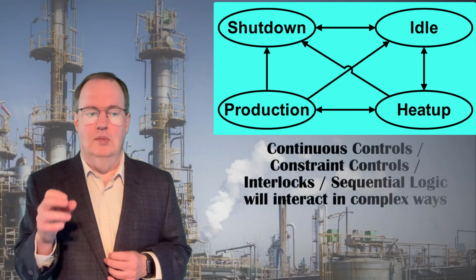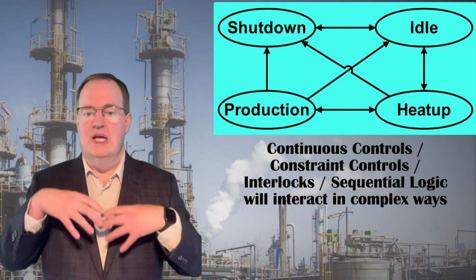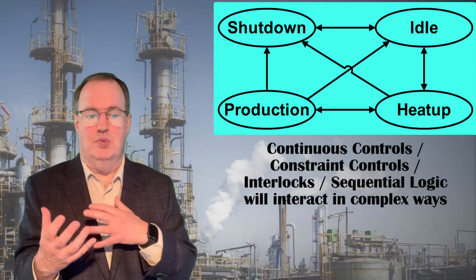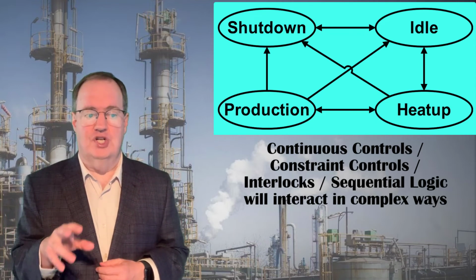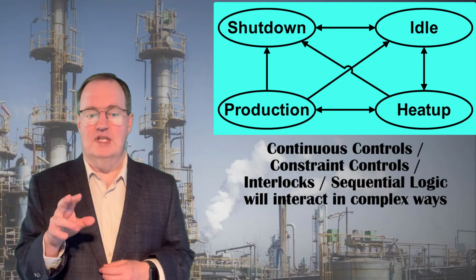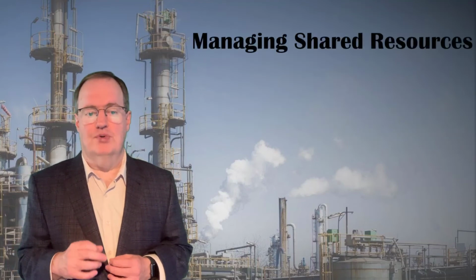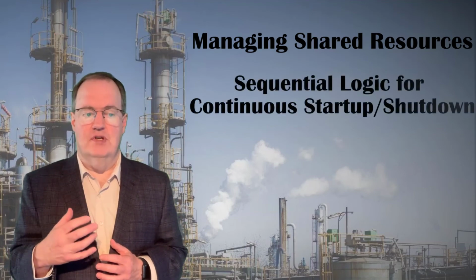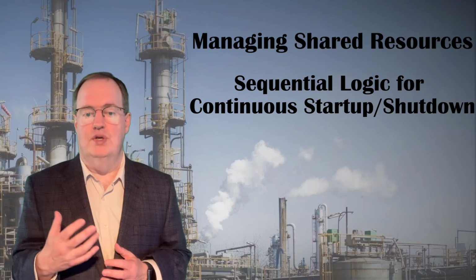Second, a column like this will have many cascaded controllers, constraint controllers, and many digital interlocks together with these operating state sequences. Having them all work together smoothly is a challenge that requires planning and careful design for a complex unit like a distillation column. Today we learned about using shared resources outside of batch units and using sequences to facilitate safe and effective startup and shutdown of continuous units.